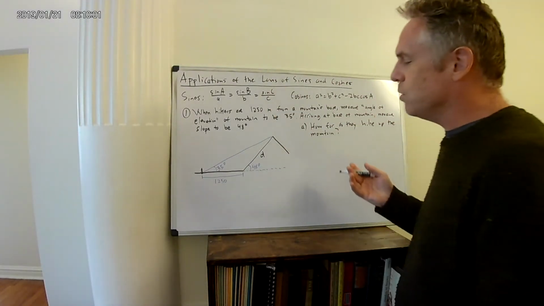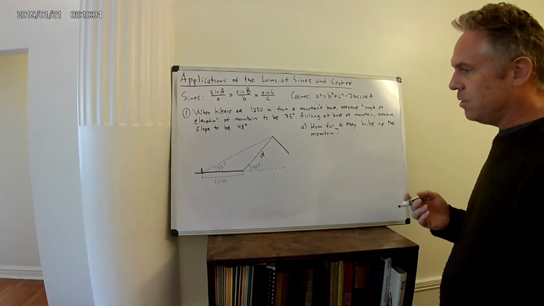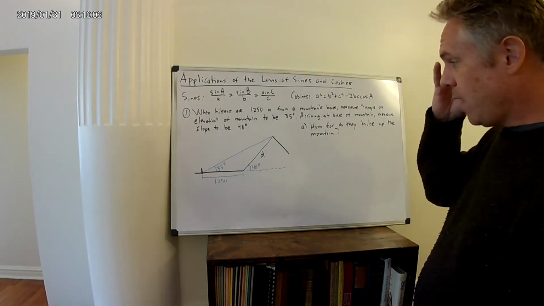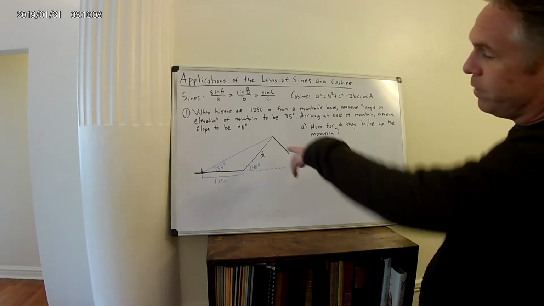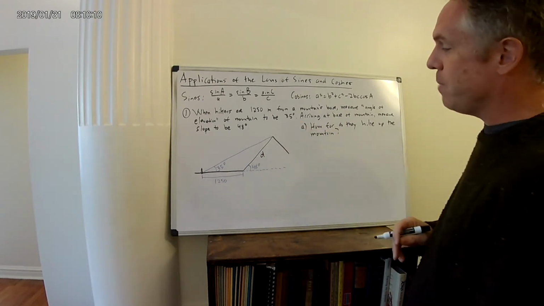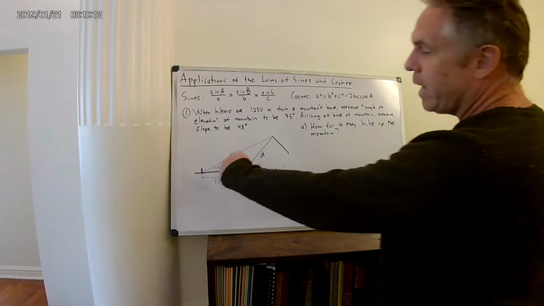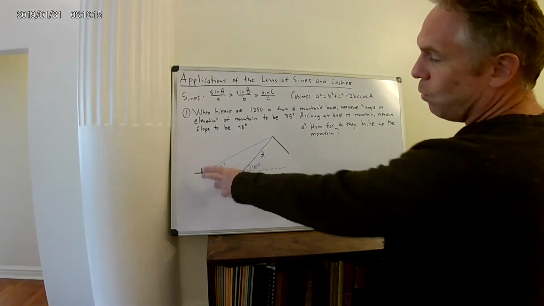Okay, and I chose D just for distance. And I know that's side D. And then I want to try to figure out what D is. How far do they have to hike up the mountain? Now I only know one angle in this triangle so far, and I know one side.